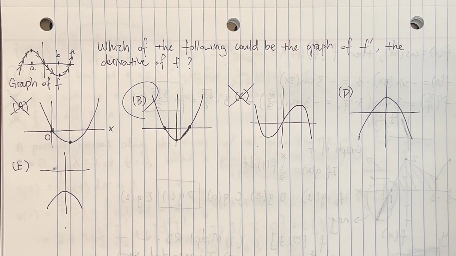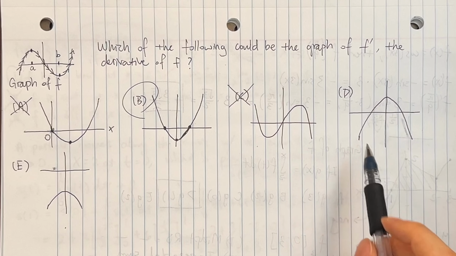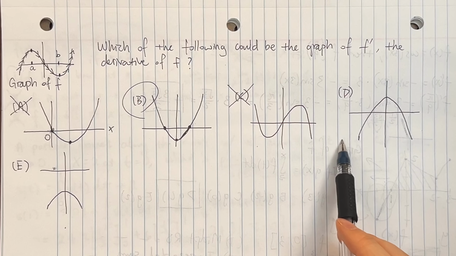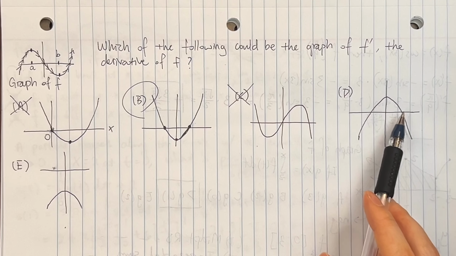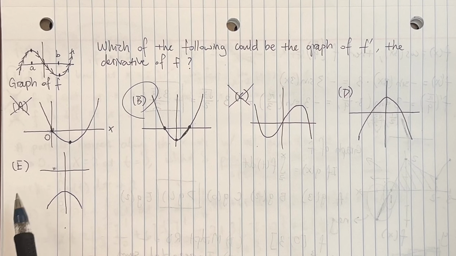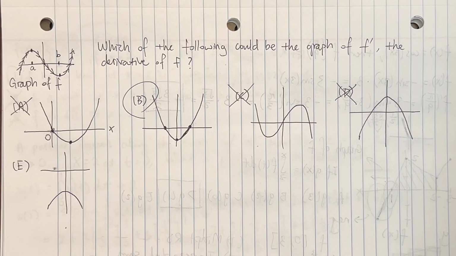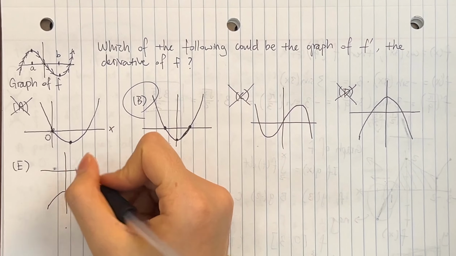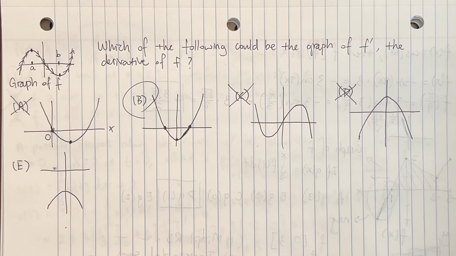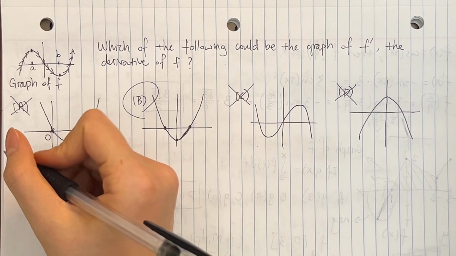Choice D shows the directly opposite behavior, because it shows the f function decreasing first, then increasing, and then decreasing, which is exactly opposite to our given function. So choice D can be eliminated. And choice E is the same thing as choice D. It's also very far below the x-axis, so it's definitely not our answer.